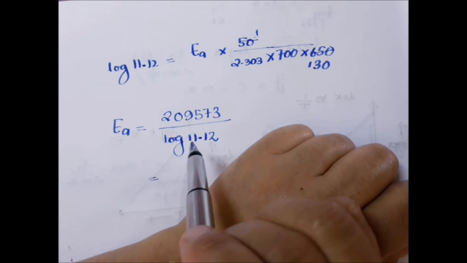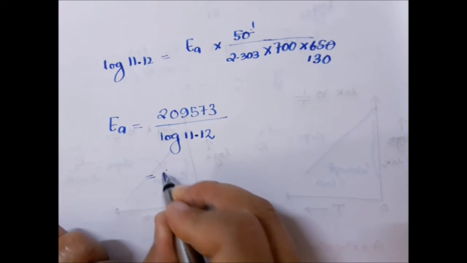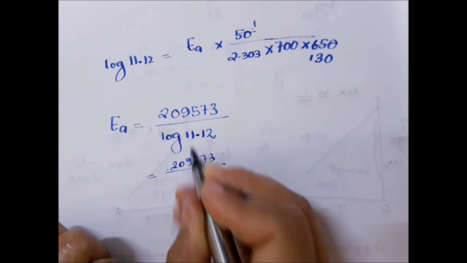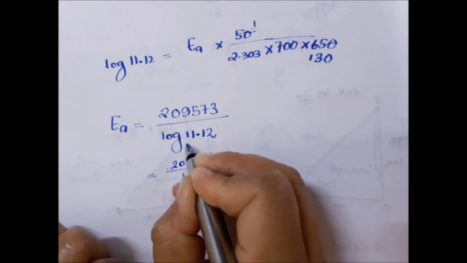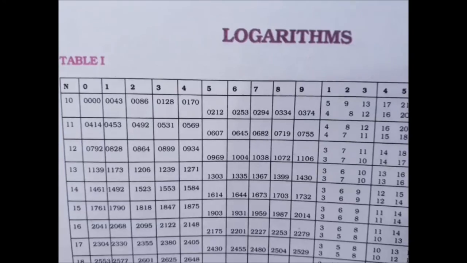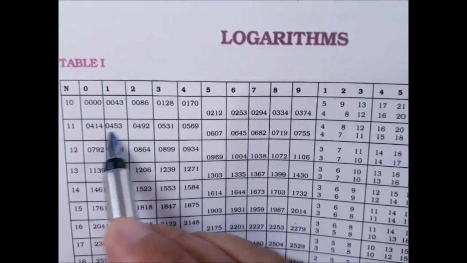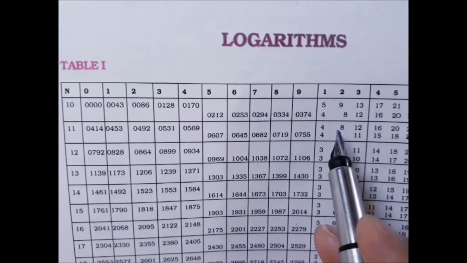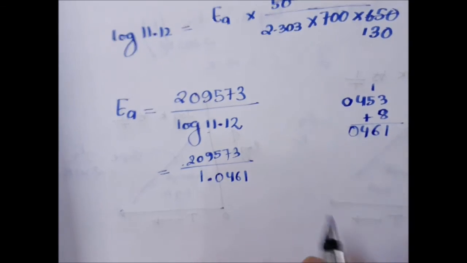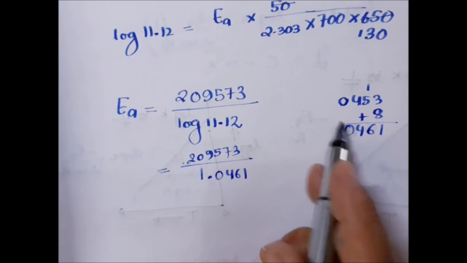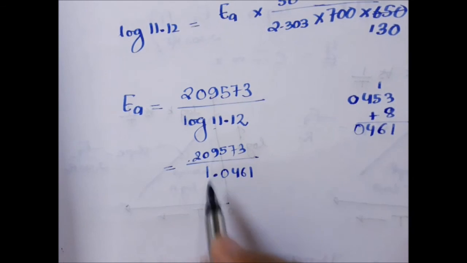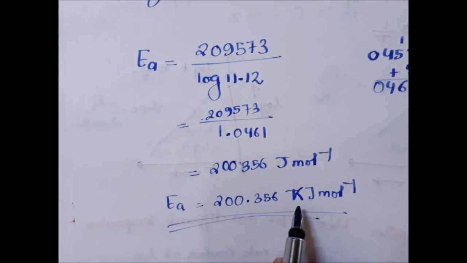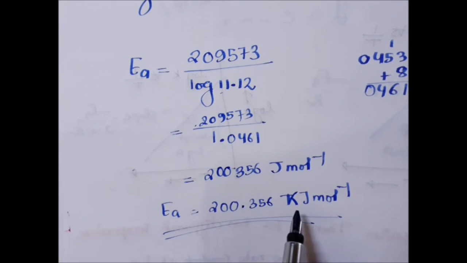EA equals 209573 divided by log 11.12. Now how to take the log of this value? Before the decimal there is one digit, so the characteristic here will be 1. Now 11 under 1, then the mean difference 2. Log of 11 under 1 is 0453, and the mean difference 2 is 8. So we get log of 11.12 as this value. Now dividing again by this value, the value of EA you will get as 200.365 kilojoule mole inverse. This is in joule, then kilojoule. Okay, thank you.